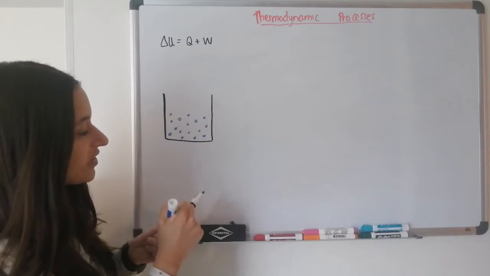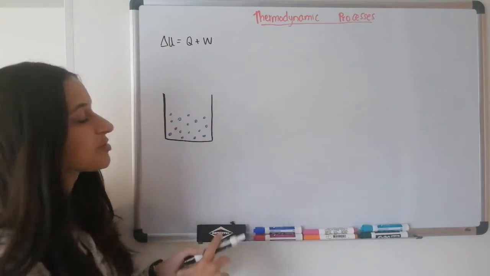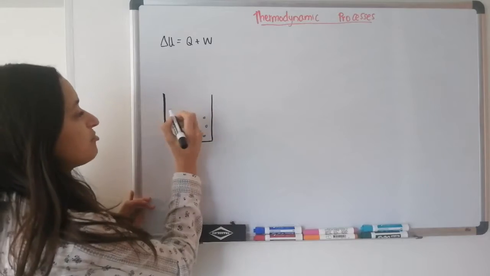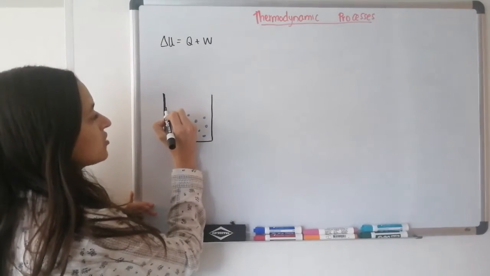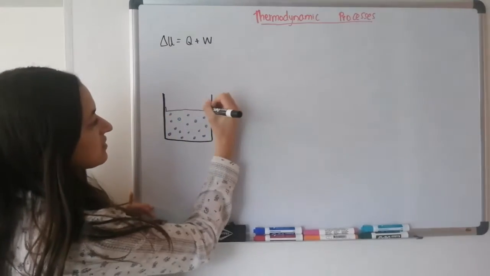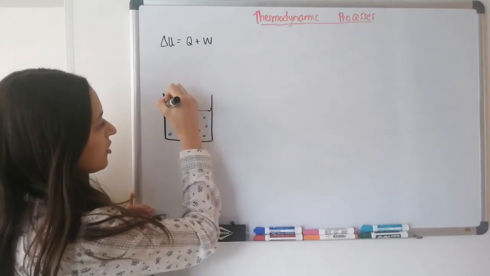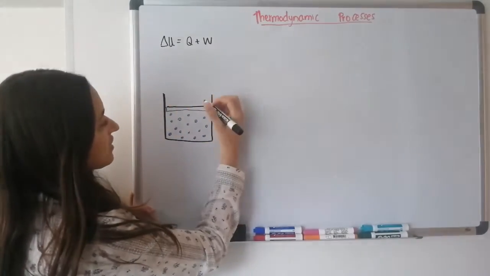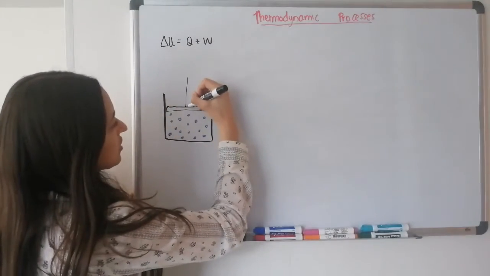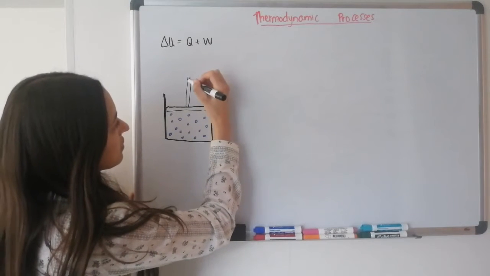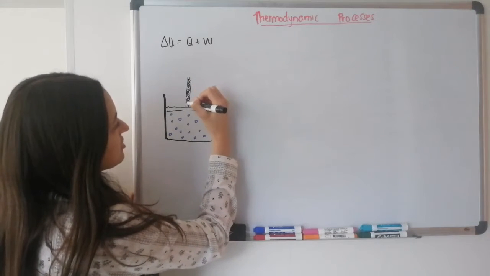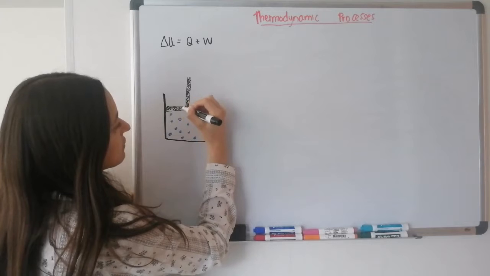right? And the gas is closed up so it can't leave because it has a piston on top, which is this little bar on top of it that can go up or down. So it's held from a motor or something, this little piston, and it can go up and down.